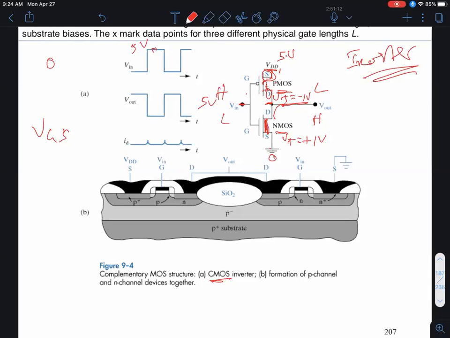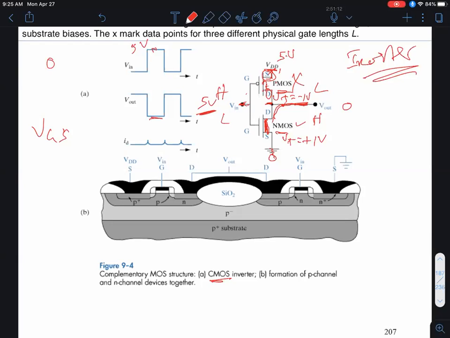You with me? The gate to source voltage of the NMOS is 5 volts minus 0, plus 5 volts, but that of the PMOS is 5 minus 5, or 0. Now, 0 is not more negative than minus 1 volt. Therefore, the PMOS will be turned off, while the NMOS will be turned on. So when the input is high, 5 volts, this output node is basically connected to ground, so the output would be low, as shown over here.